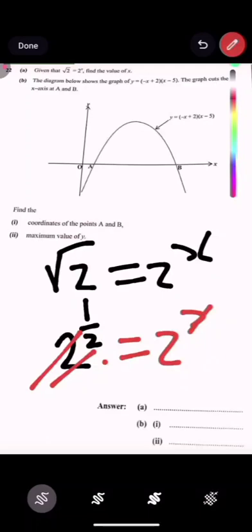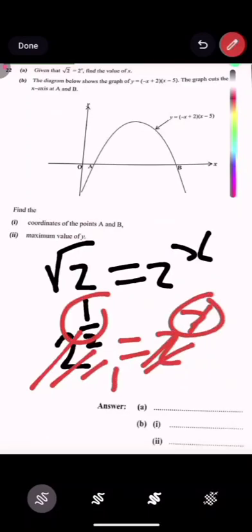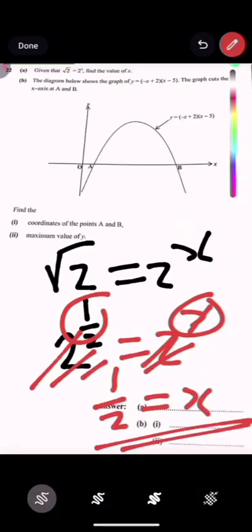So if the bases are the same, this should be the same as this, which in mathematics we say the powers should be the same as each other. It means we have found our x.